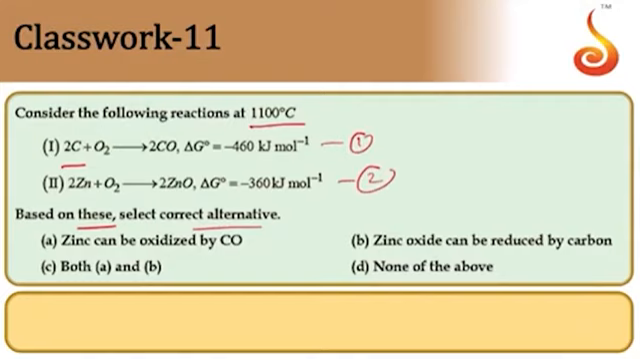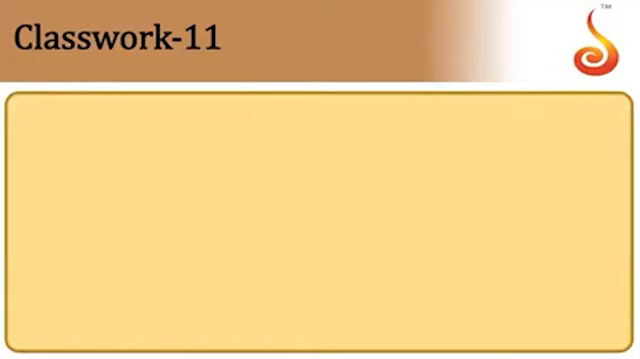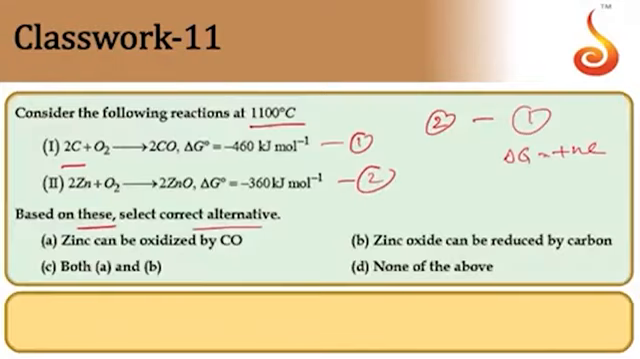Suppose if you do equation 2 minus equation 1, we are going to get delta G value positive. Means reaction is non-spontaneous. If we do equation 1 minus equation 2, we are going to get delta G negative value. That reaction is going to be a spontaneous one. So I am writing once again the equations which are given to us.